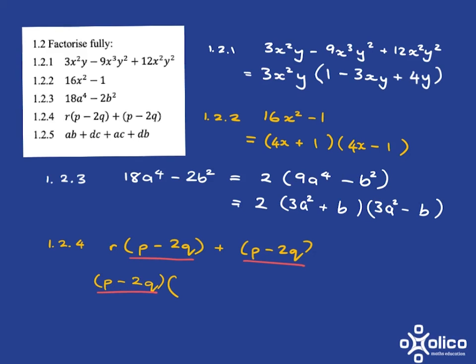What is left from here? Well, we've pulled out the p minus 2q, so what's left is the r. And what is left from here? Well, we've pulled out the p minus 2q, so we've just got to put in a 1, because 1 times p minus 2q will get us back to p minus 2q. And so we have factorized as asked.